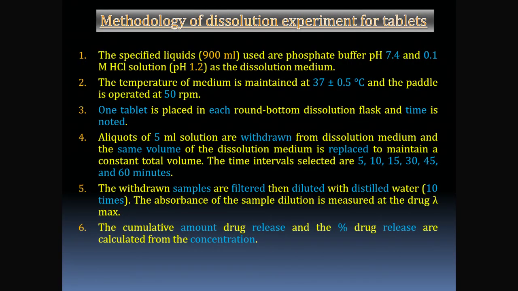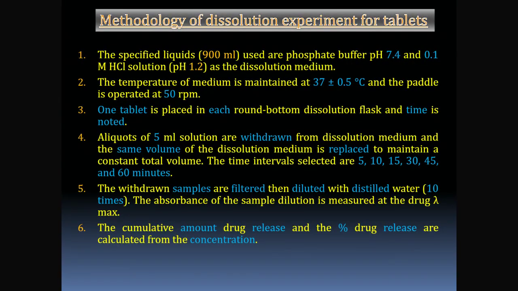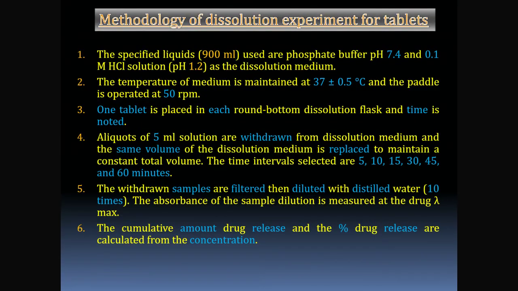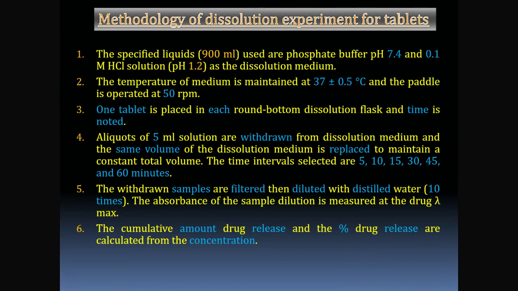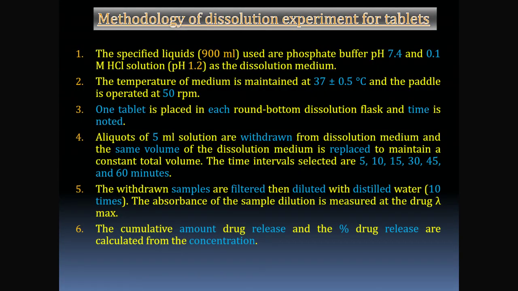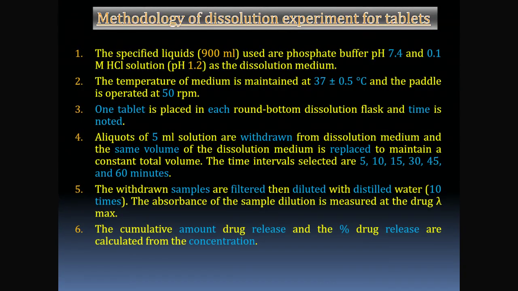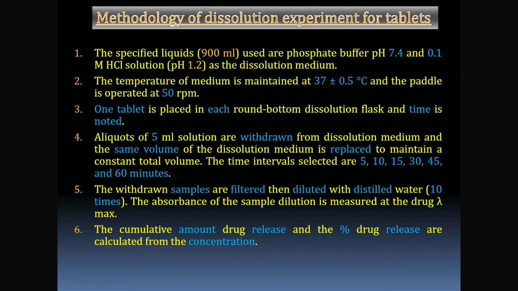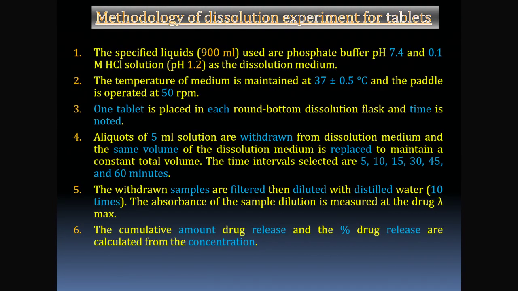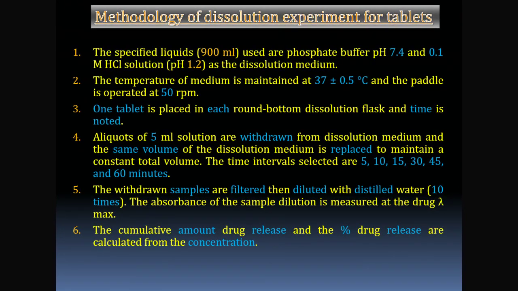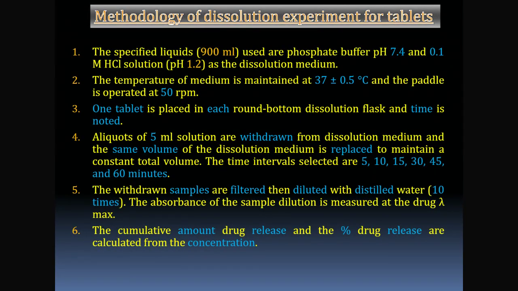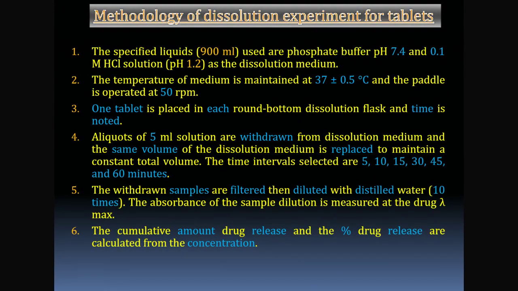Once these samples are filtered and diluted tenfold, we measure the absorbance at the drug's lambda max to determine the concentration within the vessel at each time point. To solve for the cumulative drug release, you must multiply the measured concentration by the total 900 milliliter volume, and then account for the drug mass removed in previous samples. This allows you to determine the precise percentage of the dose released over the 60-minute duration.